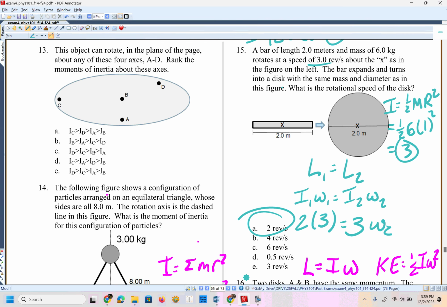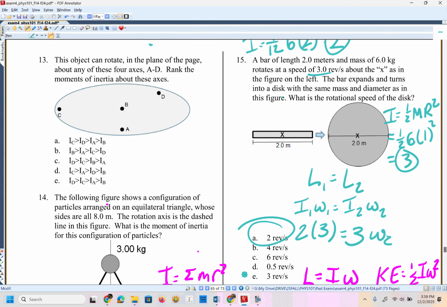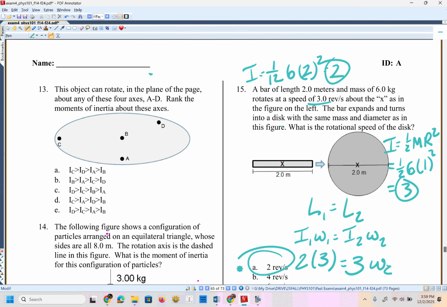Peter, why would your radius be 1? Oh, good question. Because the 2 for the bar was not a radius; it was the length of the bar. But that bar fans out and makes a disk with a diameter of 2 meters. So to find the moment of inertia of this, I need not the length or the diameter, but the radius. On your equation sheet, in the table with the moments of inertia, it describes what each variable means. L is the length, R is the radius. Okay? Be careful of that. I don't remember if that's relevant for tomorrow, but be careful. It might be important.